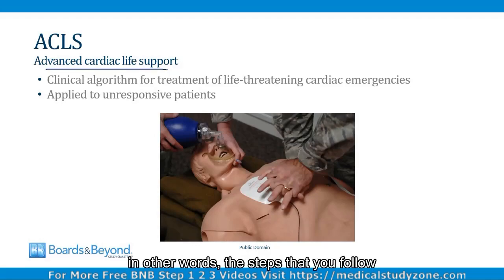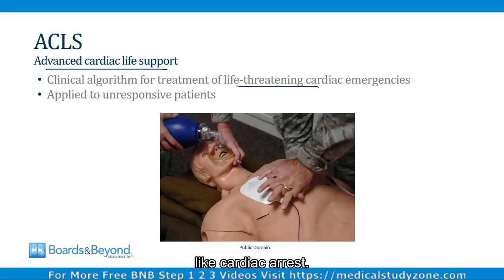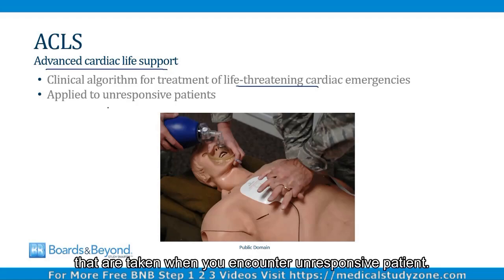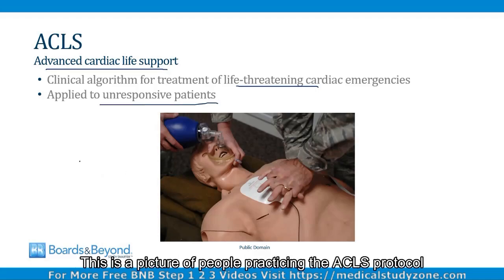ACLS stands for Advanced Cardiac Life Support, and this is the algorithm, in other words, the steps that you follow when you are treating someone who has a life-threatening cardiac emergency like cardiac arrest. Generally, the ACLS protocol is a series of clinical steps that are taken when you encounter an unresponsive patient. This is a picture of people practicing the ACLS protocol on a dummy here.